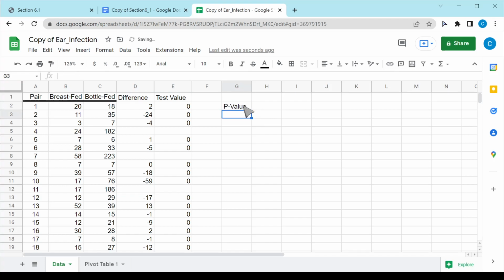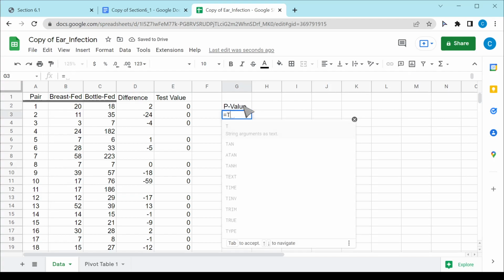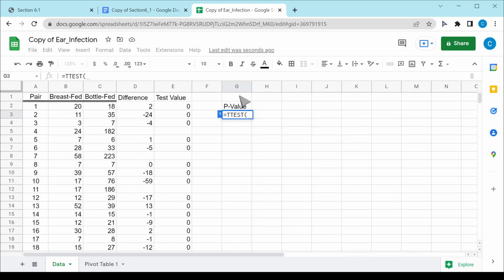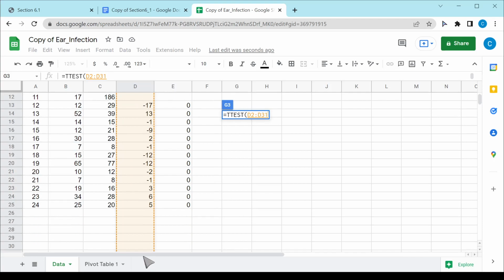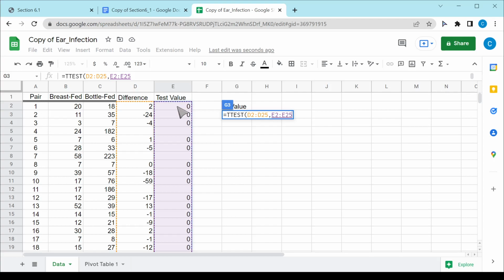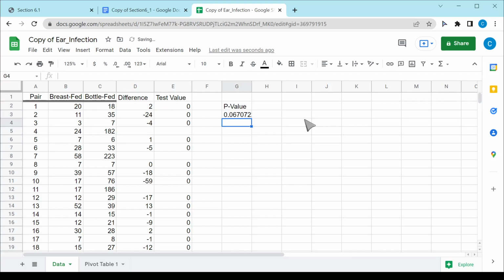To get the p-value here, I just go equal t-test again. The first column is going to be my difference column, and then my test values. The 2 again, because I'm doing two-tailed again. So both of the examples in section 6.1 are two-tailed. And then the 1, because I am doing a paired t-test. So that's always going to be a 1 there in section 6.1. When I hit enter here, I get 0.067. So that's going to be my p-value. That one now is not less than 0.05. It is close, but it's not less than 0.05.